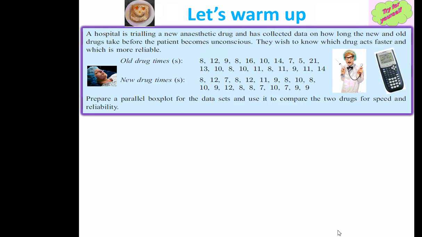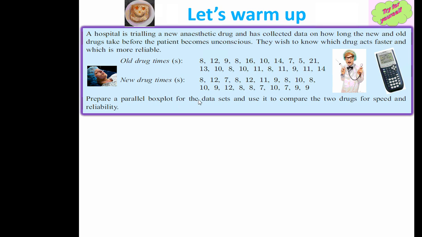Okay, so another warm-up. A hospital is trialling a new anesthetic drug, and has collected data on how long the new and old drugs take before the patient becomes unconscious. They wish to know which drug acts faster and which is more reliable. So the old drug they use, these are the times. Faster would mean shorter time overall. New drug times are here.